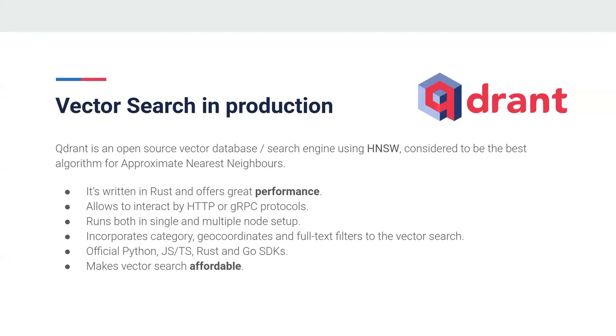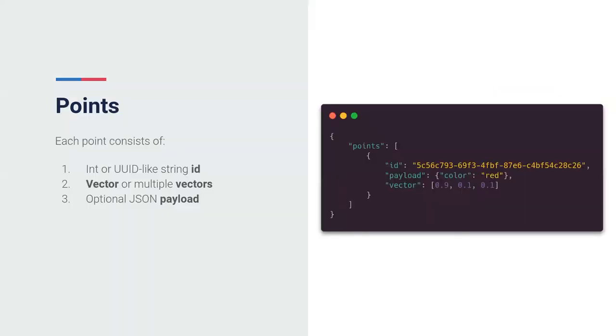So it's not only about similarity, but also about putting some additional constraints. And our mission is to make vector search affordable by introducing several optimizations that I'm going to briefly speak about today.